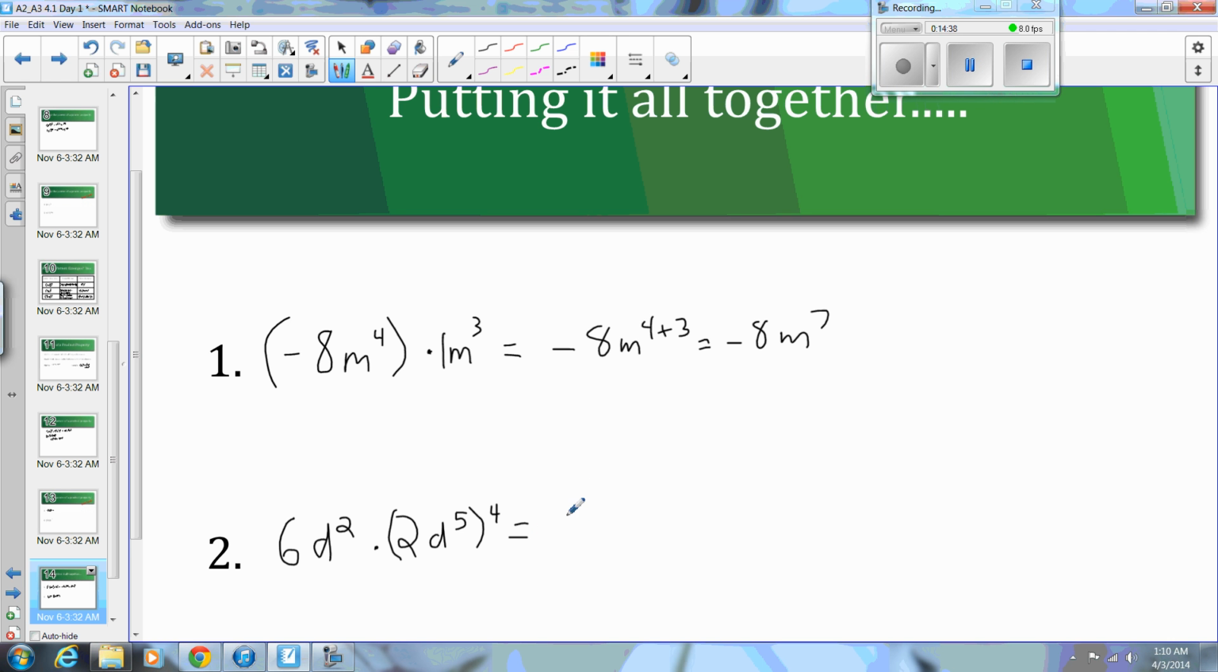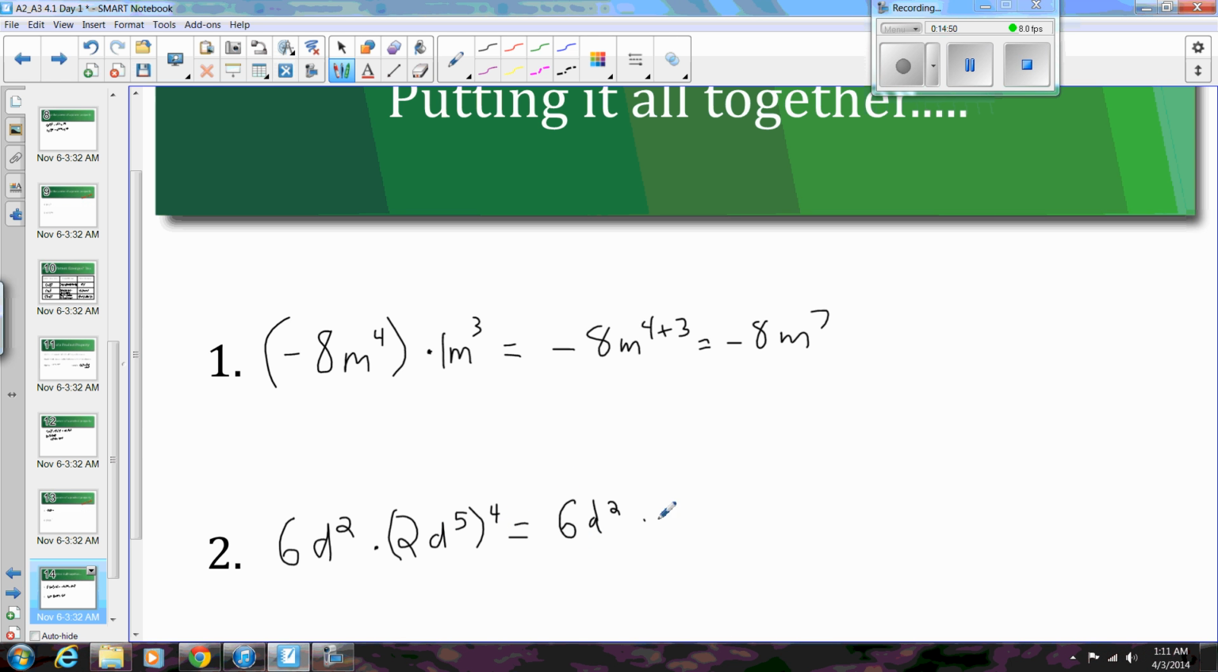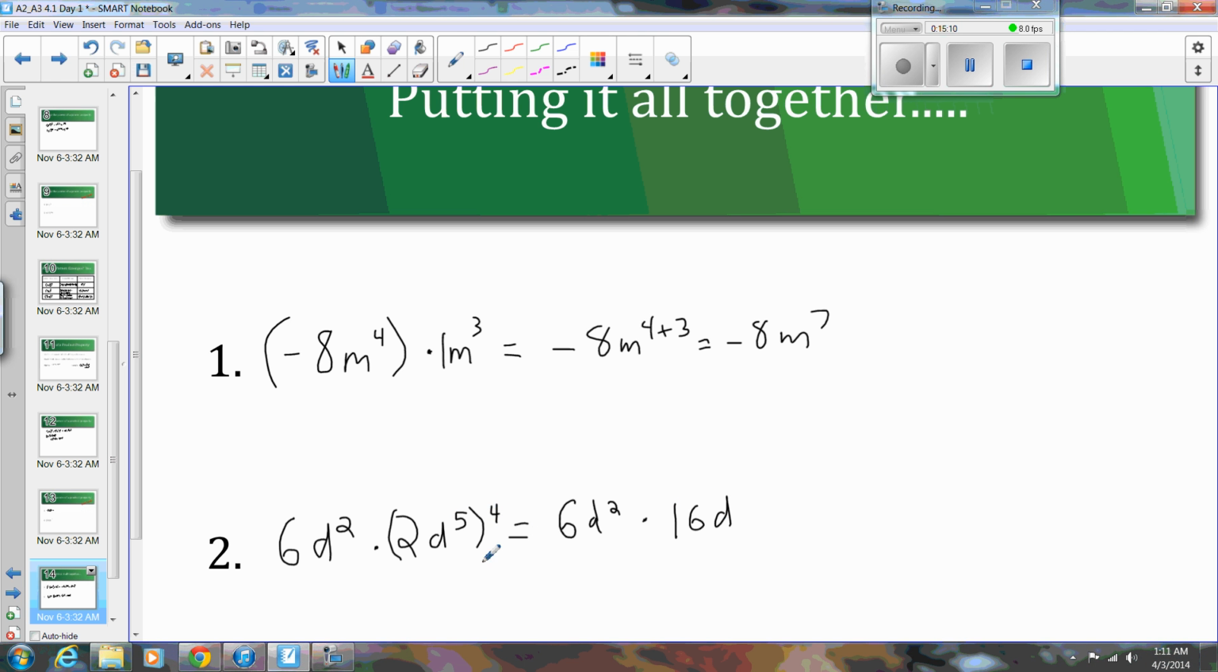Same thing here. Now note in my rules, order of operations, I need to deal with exponents first. So I'm keeping 6d squared for right now, okay? And dealing with 2d to the 5th raised to the 4th power first, because I need to clear my exponent values before I start my multiplication. Now, what's 2 to the 4th power? 2 cubed is 8 because 2 squared is 4 times 2 is 8 times 2 is 16. So this is 16d. I multiply these exponents because I'm raising a power to the 20th.